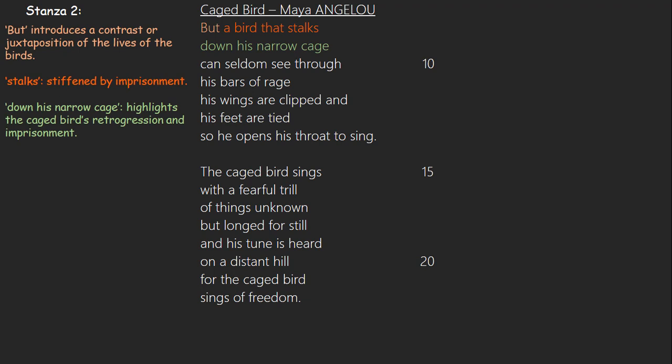So the use of the word "stalks" reveals to the reader that the caged bird's life has become stiffened. His body has become stiffened because he's in prison. He's no longer behaving naturally. And he stalks down his narrow cage.